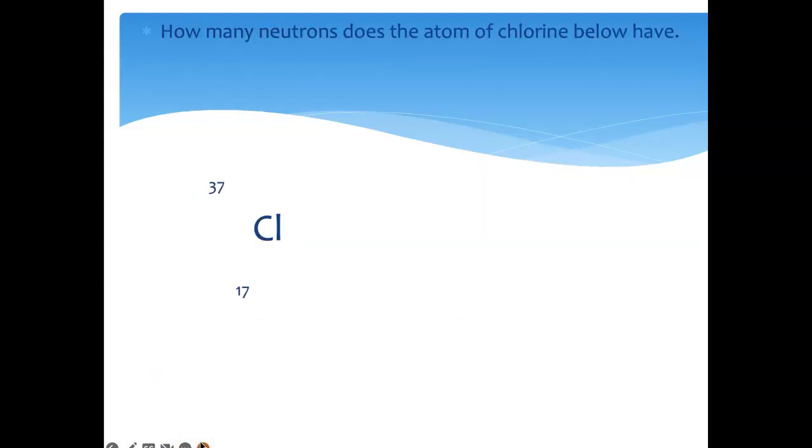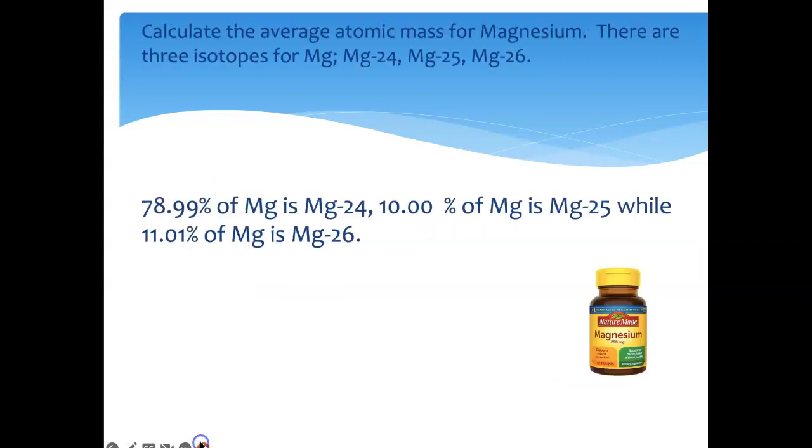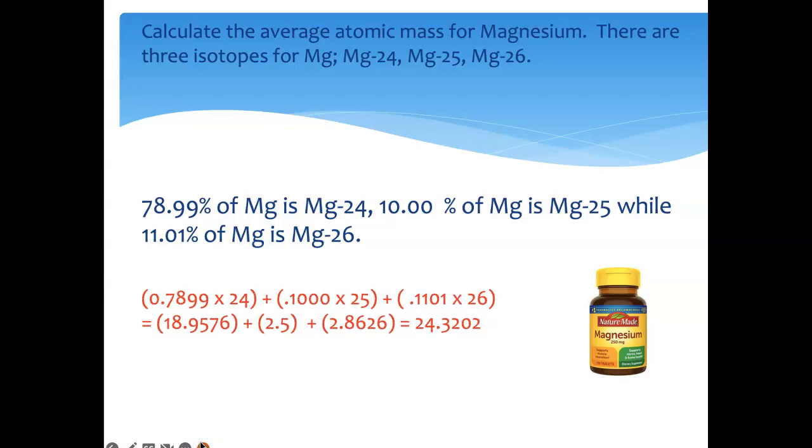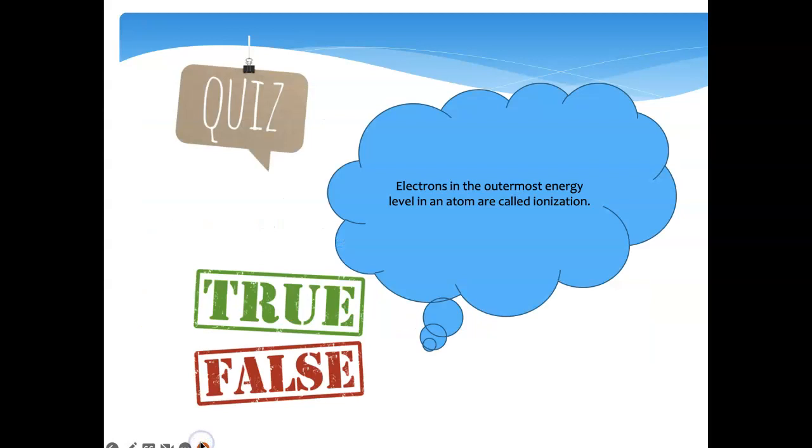How many neutrons would this particular atom of chlorine have? Hopefully you were thinking 20. And can you calculate the average atomic mass? Take a moment, pause the video, and practice that one. Hopefully you worked it out the same as me and came up with something around 24.3. Again, when we're doing this average atomic mass, we're not so concerned with significant figures.